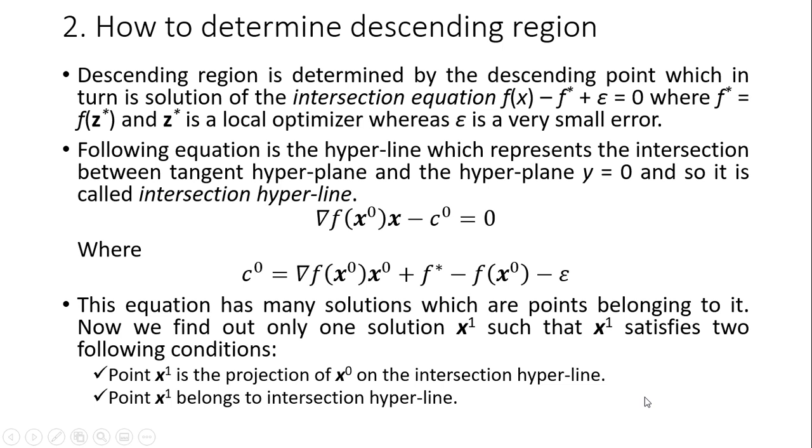How to determine the descending region? The descending region is determined by the descending bound, which in turn is the solution of the intersection equation F(S) subtract S* at epsilon equals 0, where S* equals F(G*), and G* is a local optimizer, whereas epsilon is a very small error.